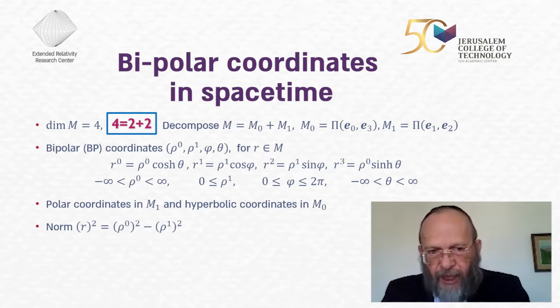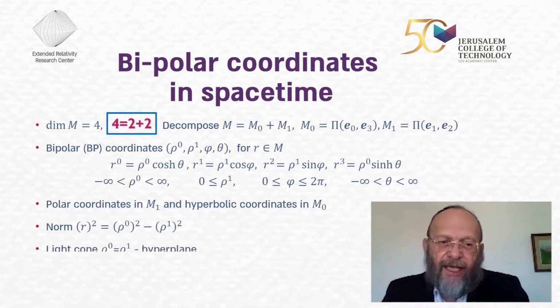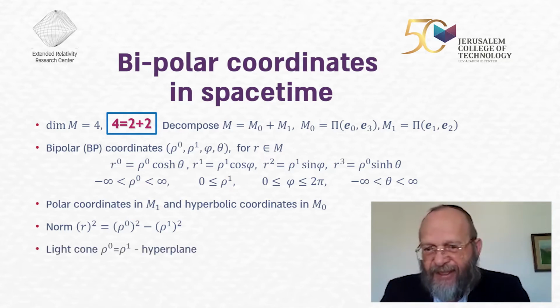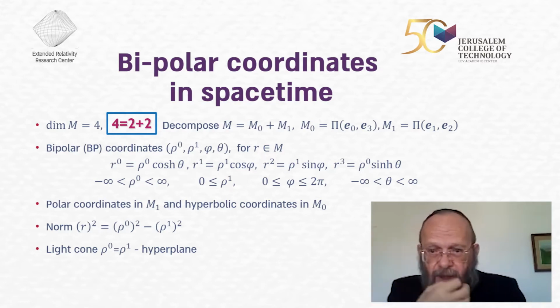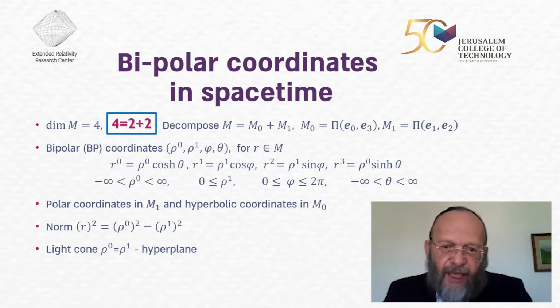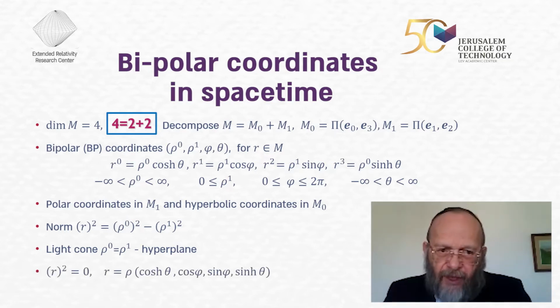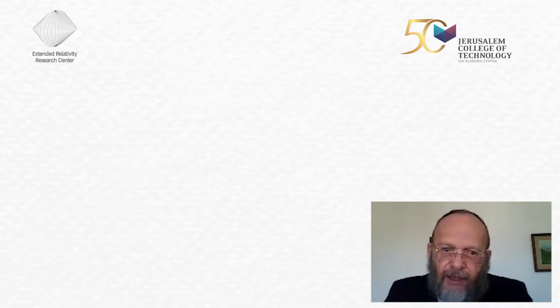Very simple formula. What is even nicer, the light cone. The light cone will not have now a singularity at the vertex. It will be a hyperplane. Rho 0 equals rho 1. That's when the norm is 0. And any null vector will be of the following form. A null vector r squared equals 0. Then rho 1 is equal to rho 0. We call it rho, and we have this expression.